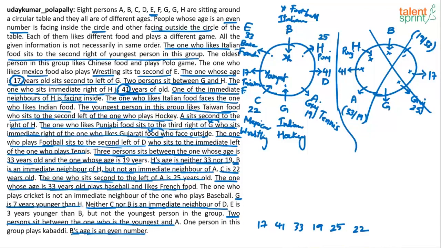E is 3 years younger than B, but not the youngest in the group. This anyway we know. One person in this group plays kabaddi. So I think find out now what all the persons have been marked with respect to food. They are not given in a cluster.